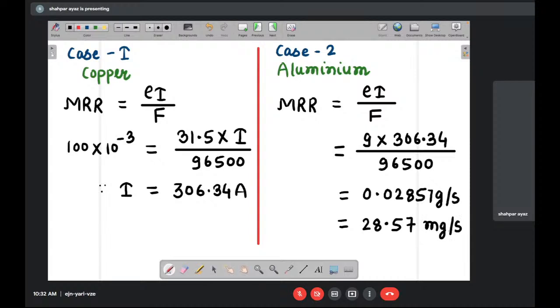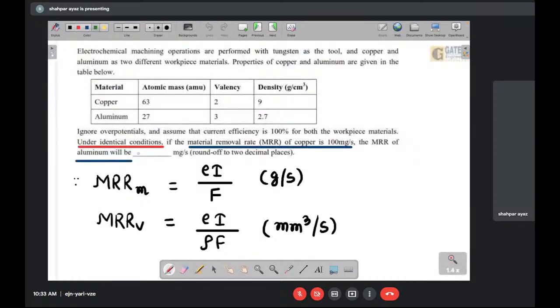I hope this is clear. Milligram per second. Done, all of you? 28.57 milli. This part is done. Everyone tell me in the chat box. Yes, sir, we got the solution. That's good. Right answer is 28.57 milligram per second. Shall we proceed to the next, everyone? Done, everyone? Vijay, Sai, as well as Manikanta, all of you tell me. I hope this part is done. Good.